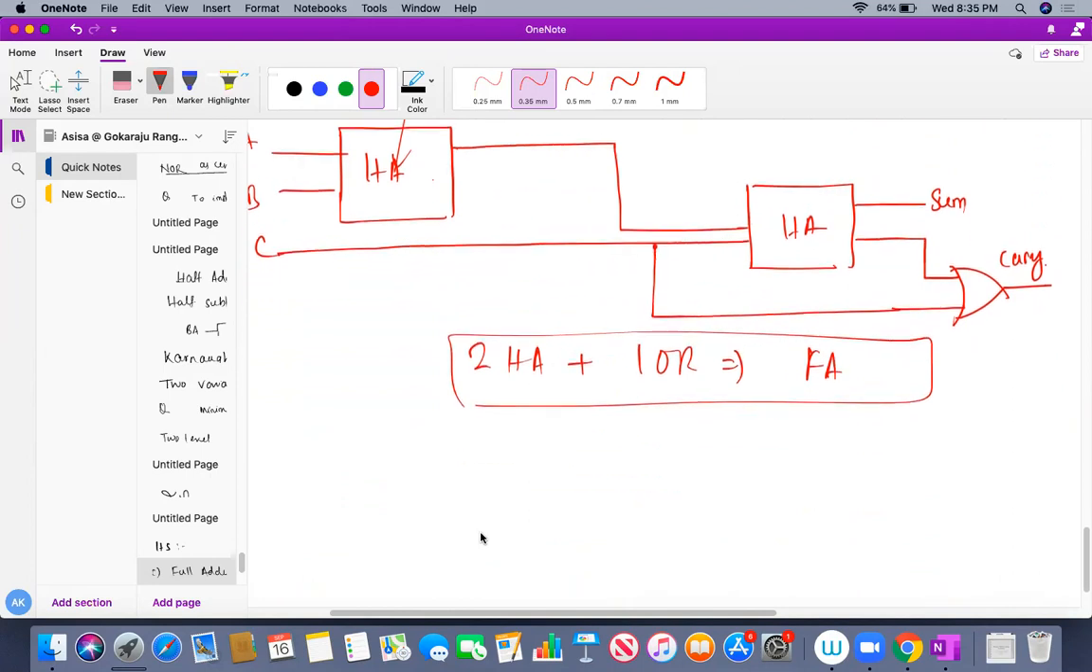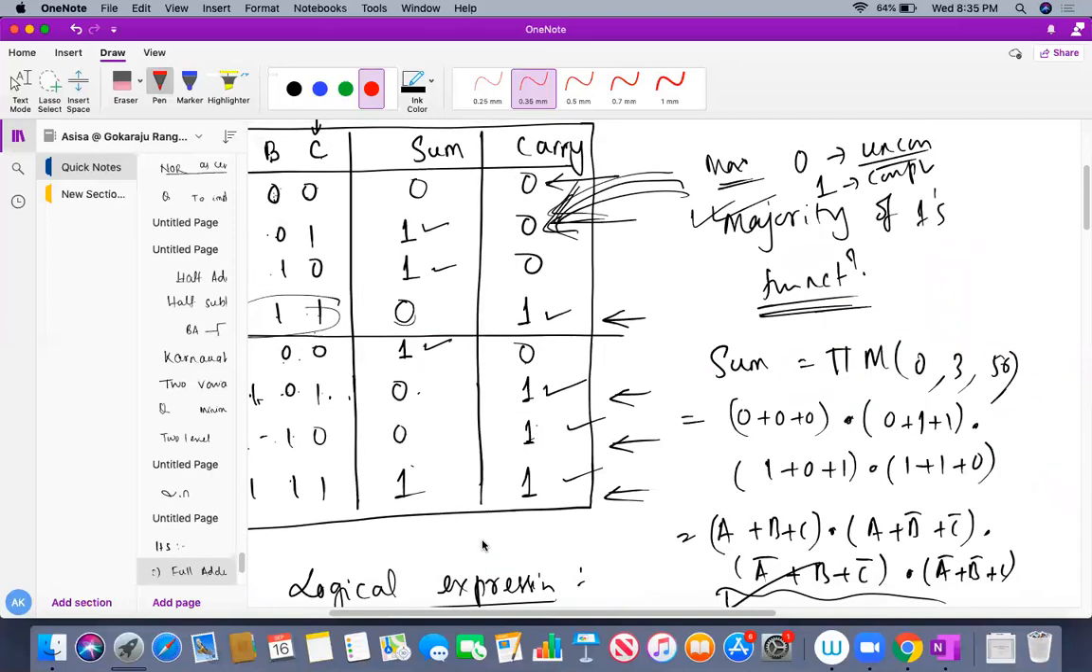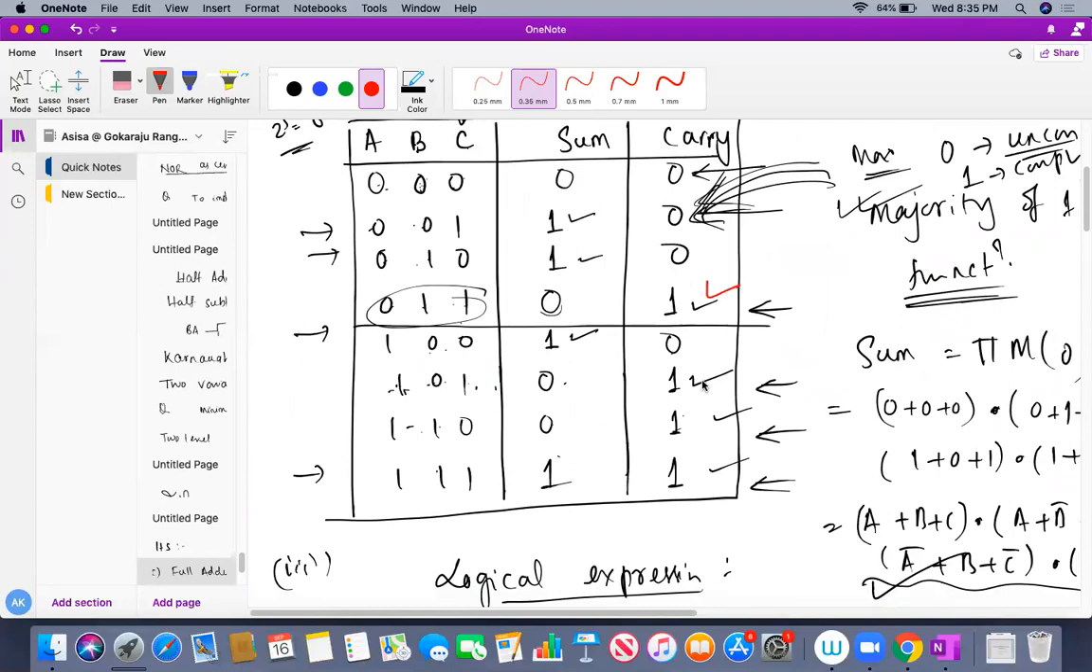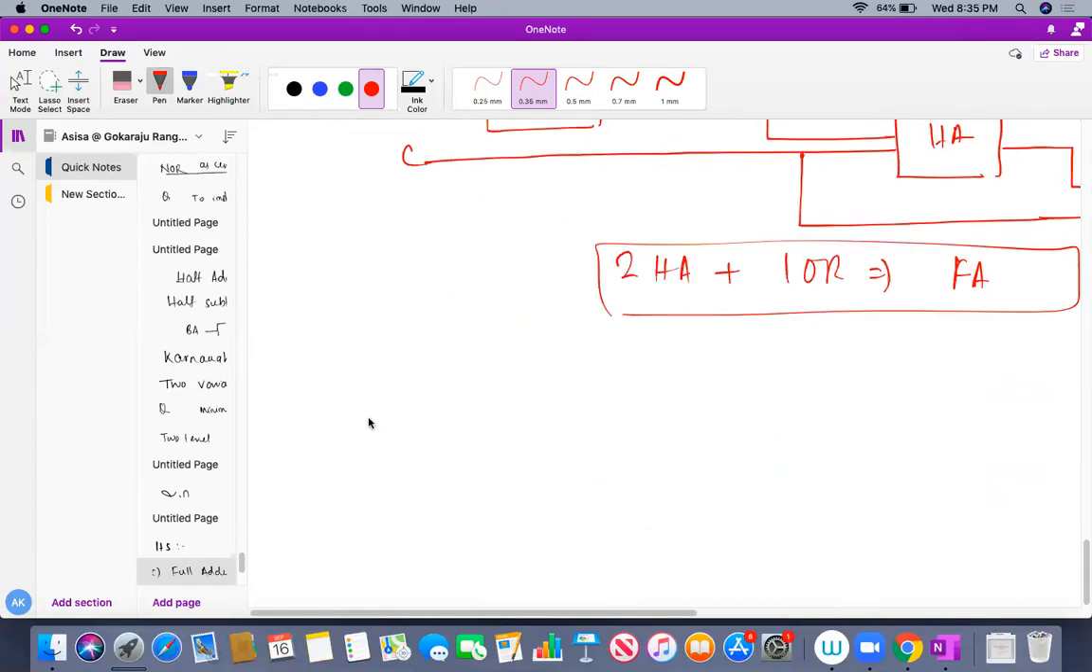Now what we have achieved here in the carry operation, carry is summation of m 3, 5, 6 and 7. So what is carry? My carry is summation of m, 3, 5, 6, 7. Am I correct? So if I expand it, this is nothing else. This is my 0, 1, 1 or 1, 0, 1 or 1, 1, 0 or 1, 1, 1.